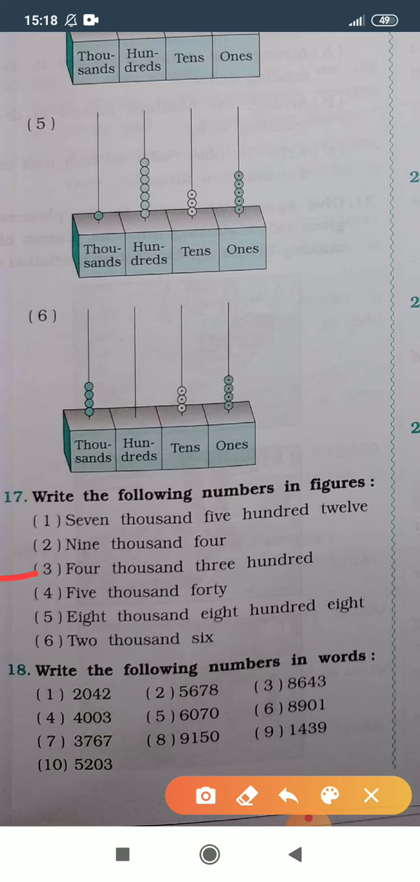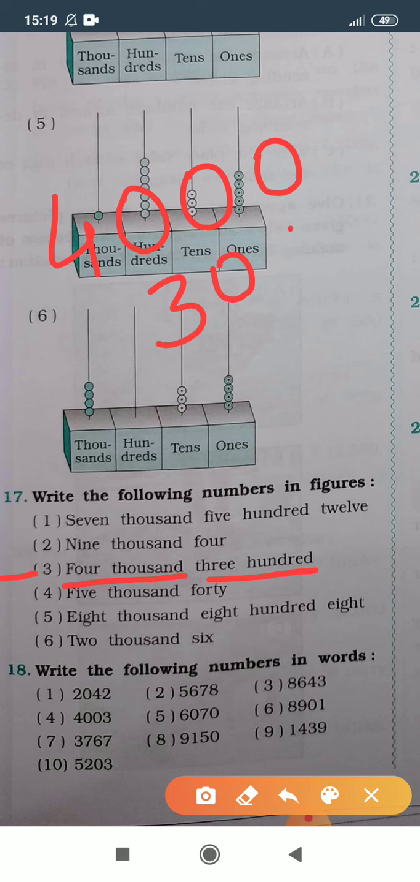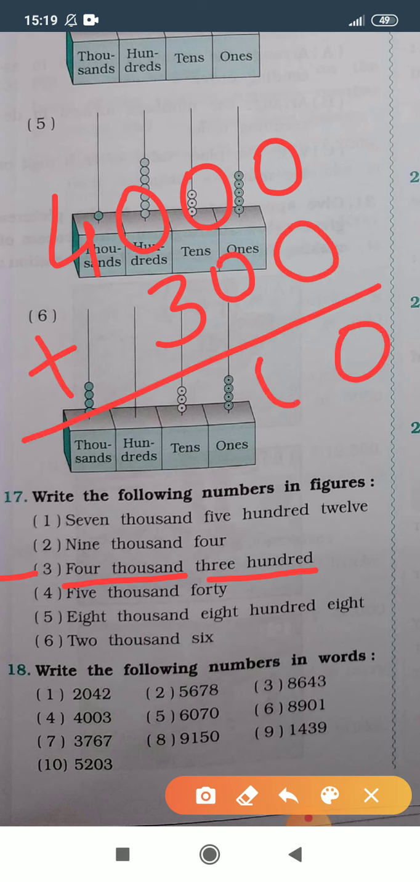Let's see question number 3, 4300. So first we'll write 4000 and then 300 as per the place value. Add these two numbers, 0, 0, 3, 4. So your answer is 4300.